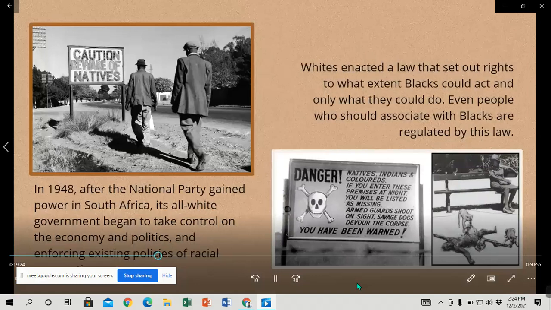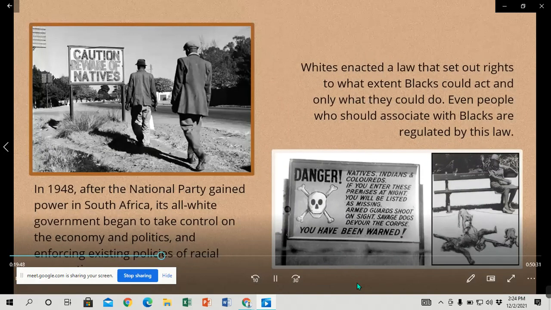Even people who associate with blacks are regulated by this law. So everyone is under the control of this law. Yeah, if you are black, you are in danger. If you are associated with a black person or you're helping against white supremacy during that time, you will be regulated by their law.